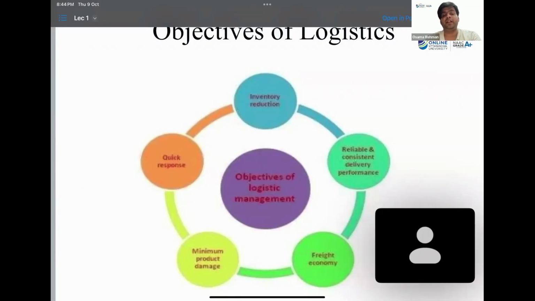So it ensures timely and accurate delivery of goods to meet customer expectations, high service levels, and building customer loyalty and competitive advantage. Next is efficient flow of materials and information. So managing smooth movement of goods and data from the suppliers to end users. It reduces delay and confusion, and waste in the supply chain. Next is optimal inventory management. It basically maintains just-in-time amount of inventory, neither excess nor shortage. It helps in reducing holding costs and avoid stockouts.